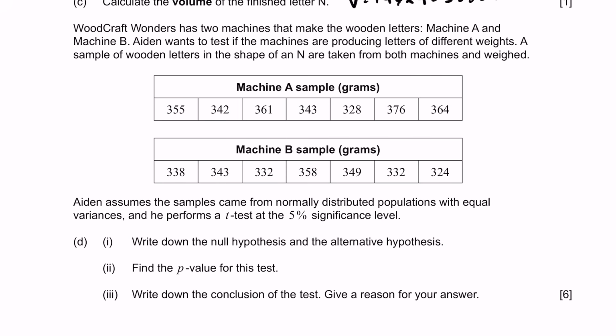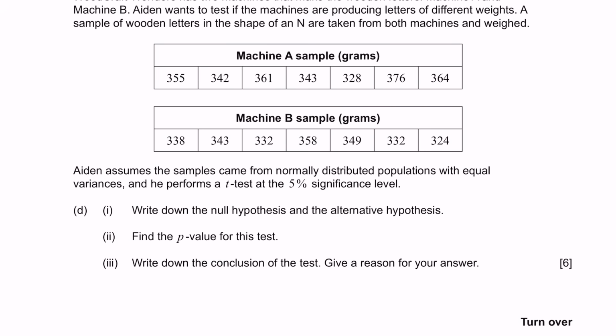Aiden assumes the samples came from normally distributed populations with equal variances, and he performs a t-test at the 5% significance level. So one thing to keep in mind, sometimes they ask you, what is Aiden assuming in order to run a t-test? Well, he's assuming that we have normally distributed populations with equal variances. Sometimes they'll give it to you, but sometimes, very common actually, the first question is, what is the assumption that Aiden is making? Well, he's assuming they're normally distributed populations that have equal variances. Okay.